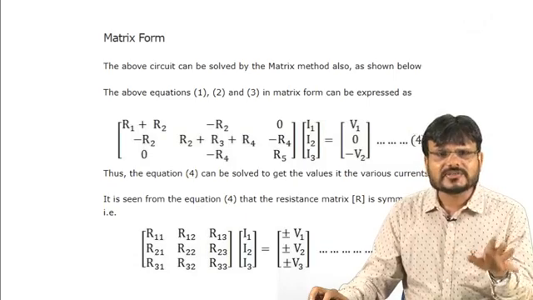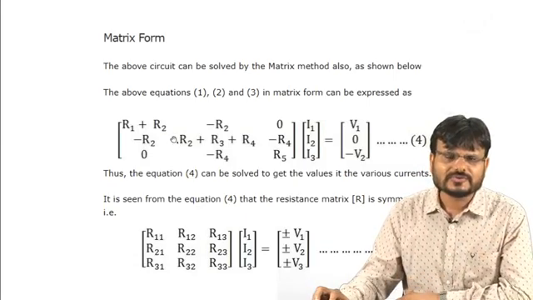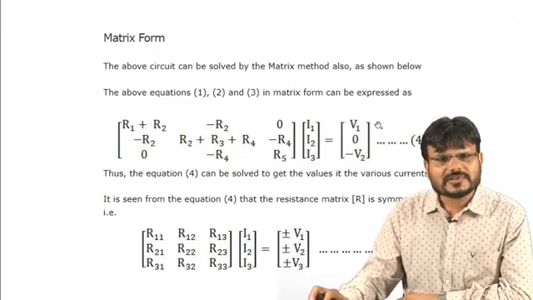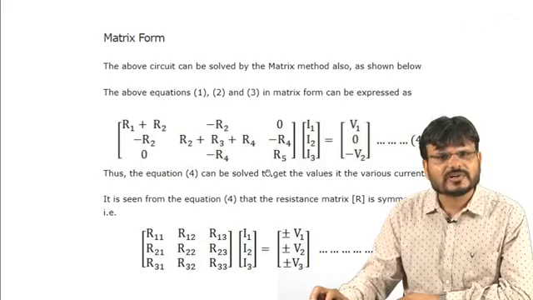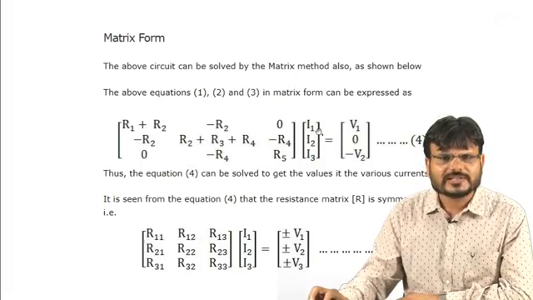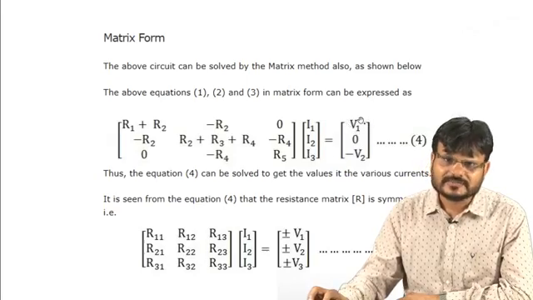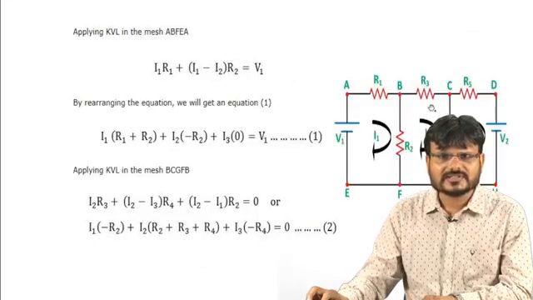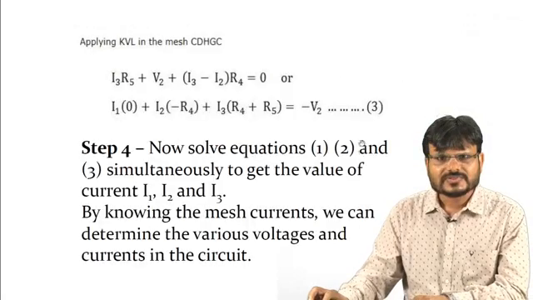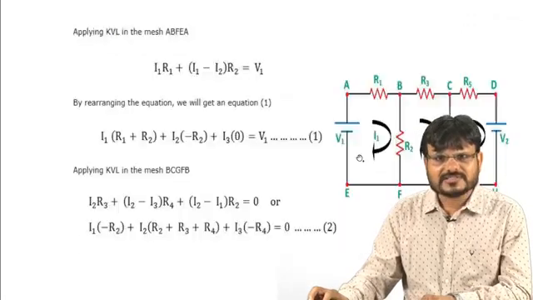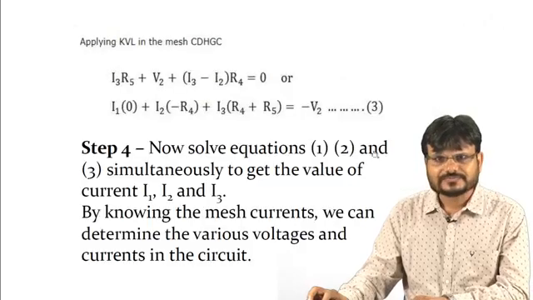And all these 3 equations can also be written in the matrix form. So you can see R1 plus R2, minus R2, 0; minus R2, R2 plus R3 plus R4, minus R4. These values are taken from equation numbers 1, 2 and 3, and this current I1, I2, I3 is the loop current, and this voltage V1 is applied in mesh 1, and in mesh 2 you can see there is no voltage. Here there is no voltage source in mesh 2, that's why this is 0, and in mesh 3 this voltage is V2.